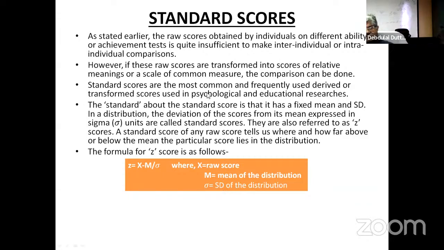Standard scores are the most common and frequently used derived or transformed scores in psychological and educational research. A standard score has a fixed mean and SD. In a distribution, the deviation of the scores from the mean expressed in sigma units are called standard scores. They are also referred to as Z scores. A standard score of any raw score tells us where and how far above or below the mean the particular score lies in the distribution.